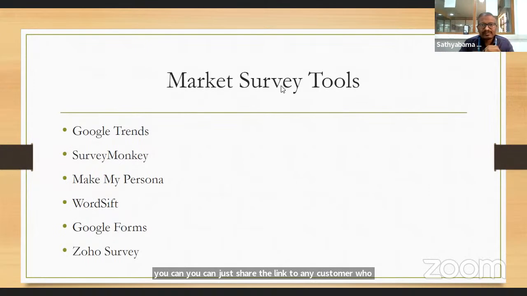So these are some of the tools which are widely used for doing your market survey.